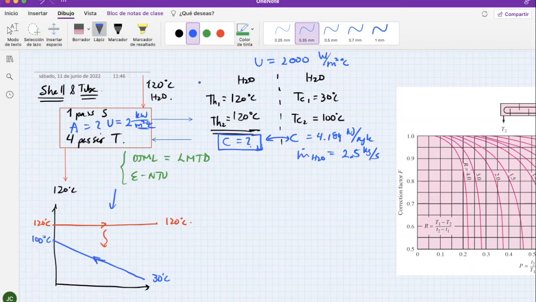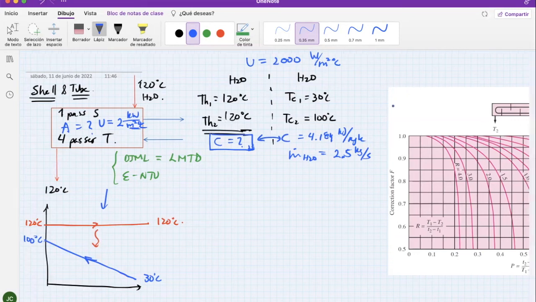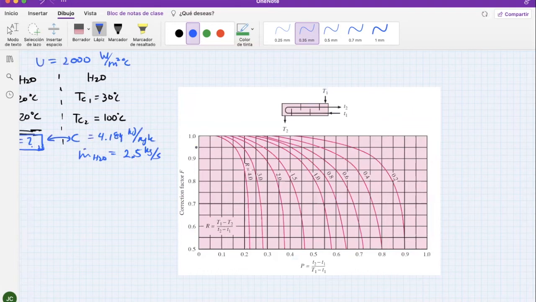Okay, so what should we do? Let's just do the one that has more uncertainty, and this is the one that I want to show you here. Whenever you see a correction factor, you know you are talking about the DTML. How do you know that? Because this correction factor is used for the DTML. You are correcting something that is kind of wrong. This wrongness comes from here. So this is the Q, this is the UA, the DTML, and then the factor.